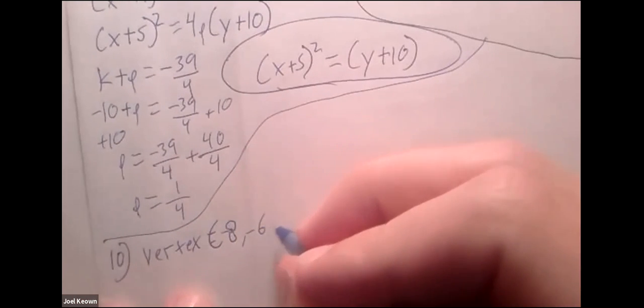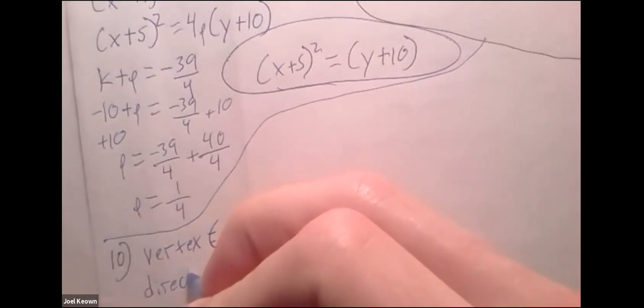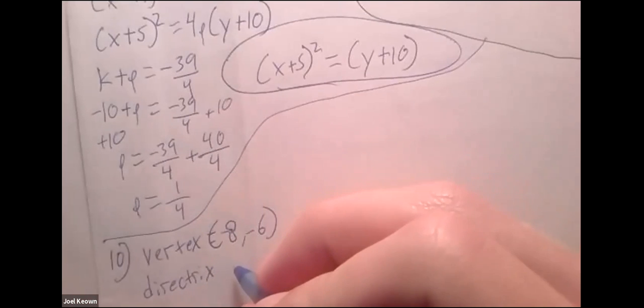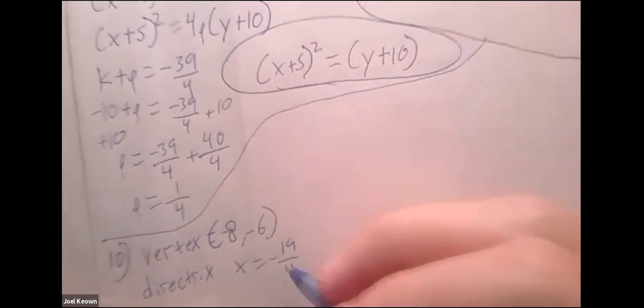-8, -6, and directrix is x equals -19 over 4.